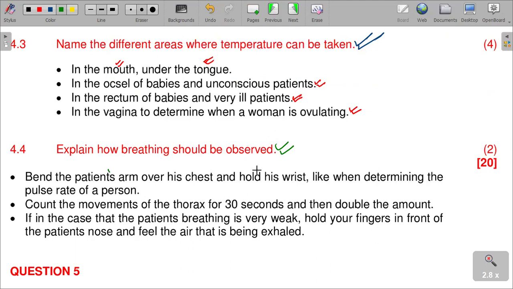over his or her chest and hold the wrist, like when determining the pulse rate of the patient. Count the movement of the thorax for 30 seconds and then double the amount that you get. You double it just to make sure that you get a correct reading. If the patient's breathing is very weak, hold your fingers in front of the patient's nose and feel the air that is being exhaled. It is also another point that you need to take note of.